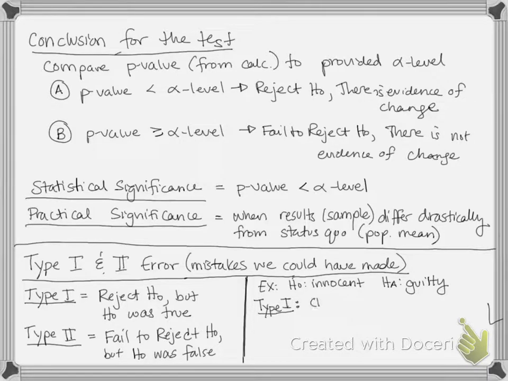So a type 1 error here in context would be, remember, we're rejecting the null, which means that we would claim someone is guilty, but they're actually innocent. So this is like putting an innocent person into jail.